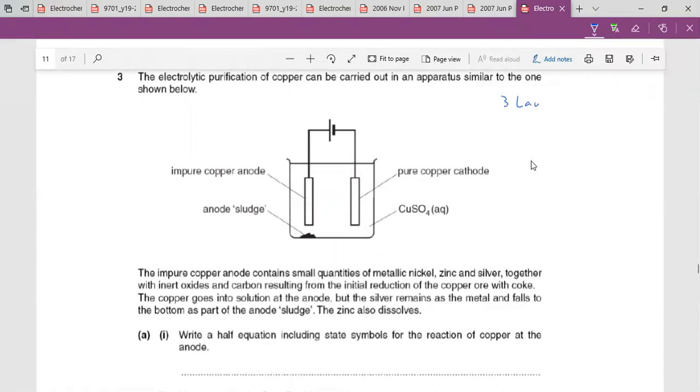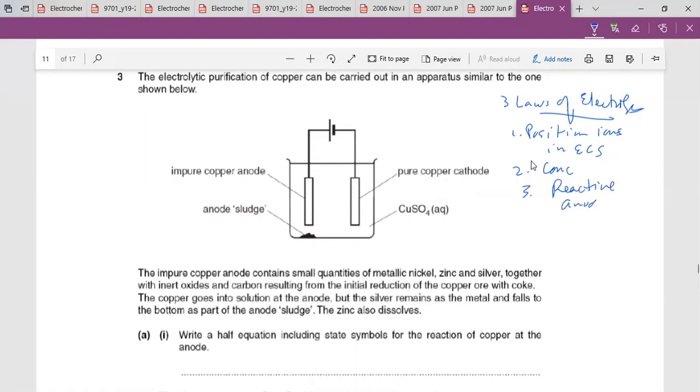Three laws of electrolysis. First, of course, is the position of ions in the electrochemical series. Number 2, concentration, like Cl minus and Br minus, they're always given out whenever they're concentrated. Number 3, they call this reactive anodes and cathodes. Normally we don't do cathodes, but anodes. So this we talk about copper and silver, being Ag, sorry, in electroplating.